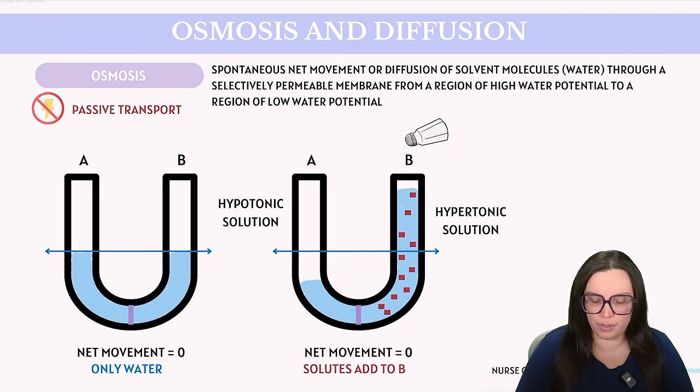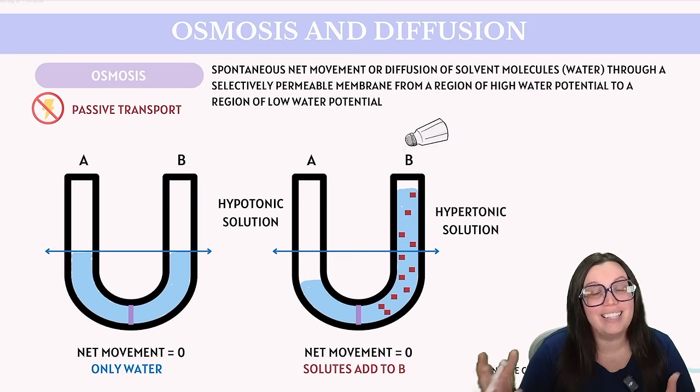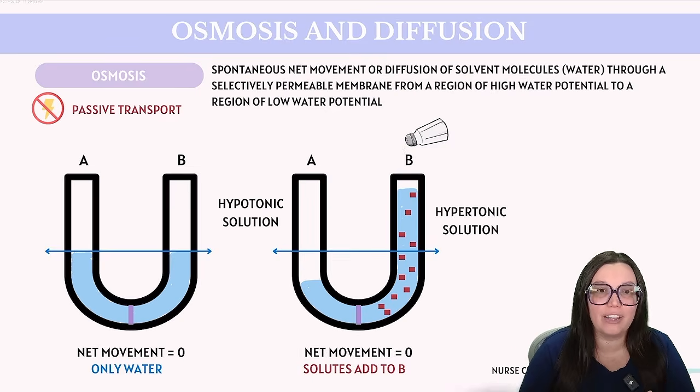We can also refer to side A as hypotonic. The mnemonic hypo rhymes with low, hypo-low, and this can help you remember hypotonic areas having a lower solute concentration compared to their counterparts. So now let's apply these concepts beyond the U-tube experiment and into more real-life practical scenarios.